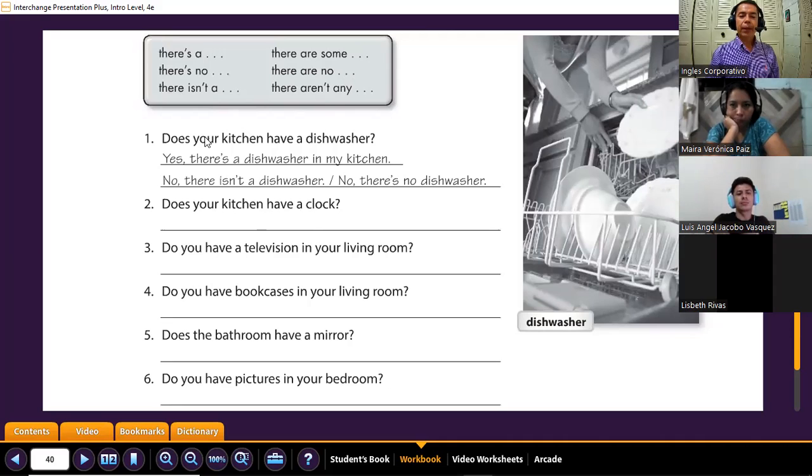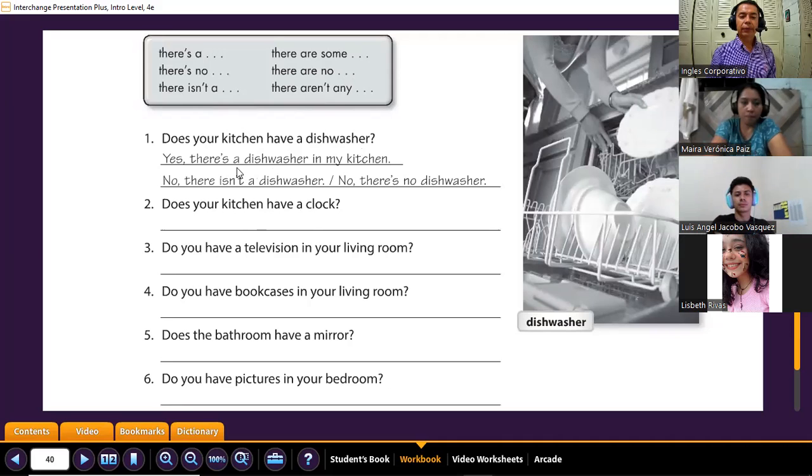It says, does your kitchen have a dishwasher? Yes. There is a dishwasher in my kitchen. Oh, no. There isn't a dishwasher. Oh, no. There is no dishwasher. Look at the options we have here, right? Many options about the kitchen and the dishwasher. Lavaplatos, right? Dishwasher.